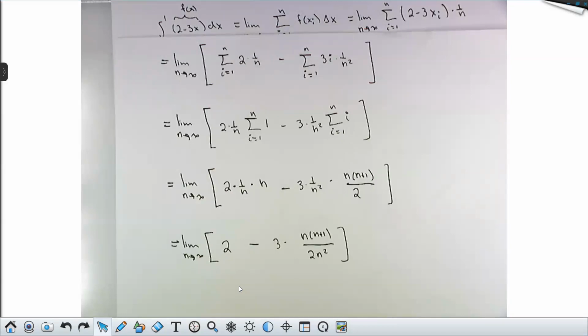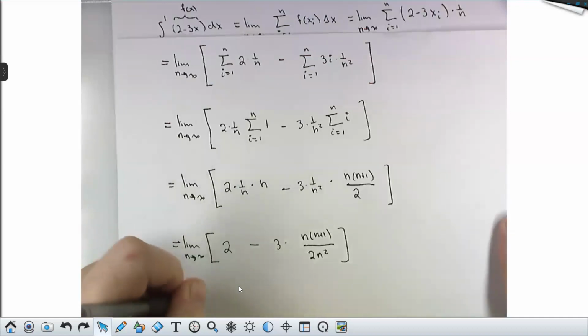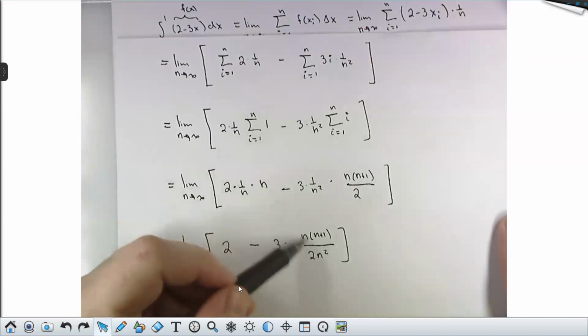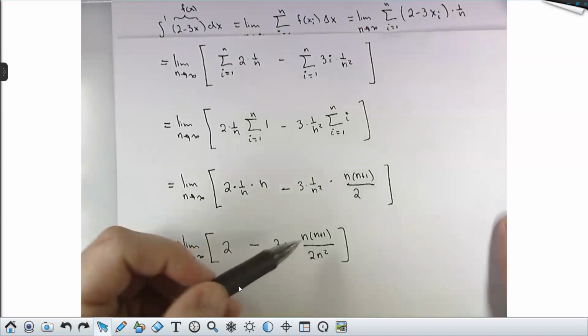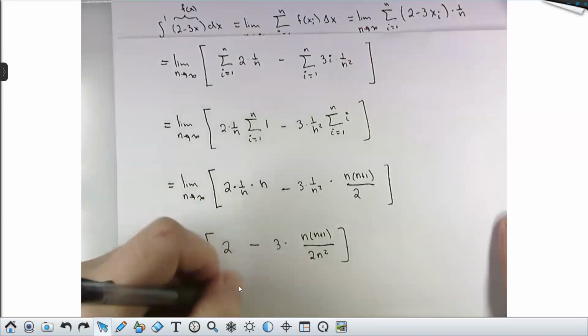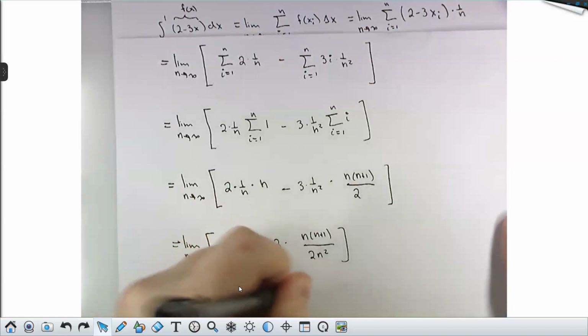Then we can distribute the n upstairs, or you can cancel with one of the n's downstairs. Right, this n and this n can cancel, because it is a factor of the top. It's really important that you see that, right? This is in factored form. So I can cancel with one of those. 2 minus 3 times n plus 1 over 2n.